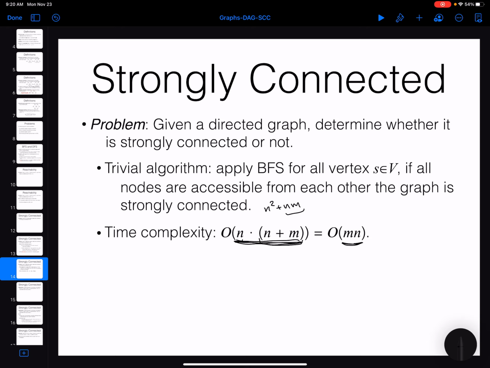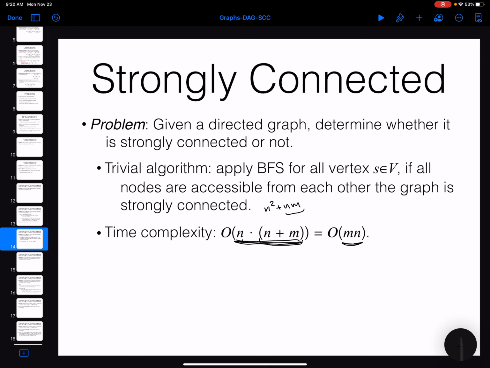But the thing here is that this algorithm definitely is not very efficient. I wanted to find a faster algorithm to solve the problem, to check whether the graph is strongly connected or not.